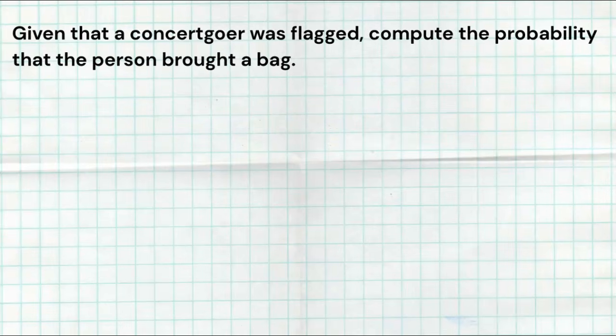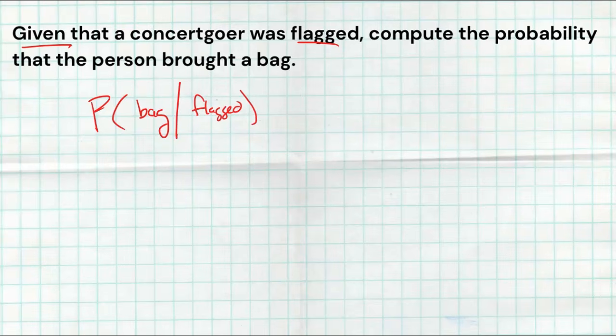All right, the next question says, given that a concert goer was flagged, compute the probability that the person brought a bag. Okay, if it just said, what's the probability they brought a bag? That'd be super easy, 60%. But there was a condition here. The condition was given that they were flagged. So we're trying to find the probability that the person brought a bag. And like I said, if we stopped right there, it'd be 60%. But on the condition that they were flagged for additional security, we do have to walk through the conditional formula. The conditional formula on top is going to have both bag and flagged, and the denominator is going to be the probability that you get flagged.